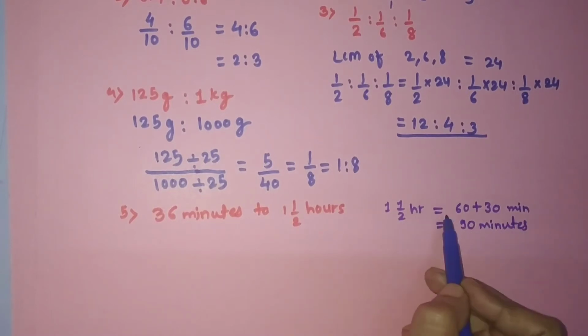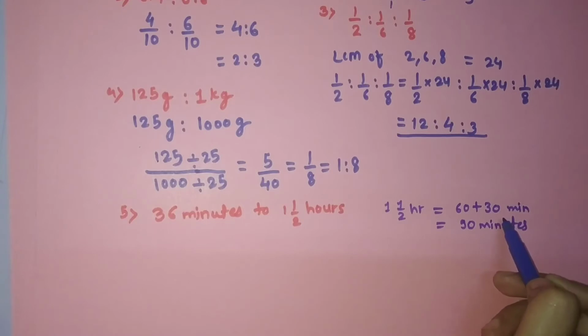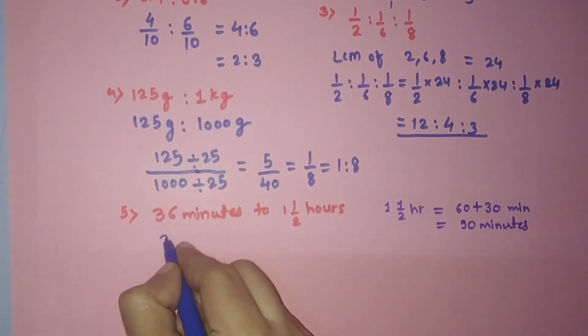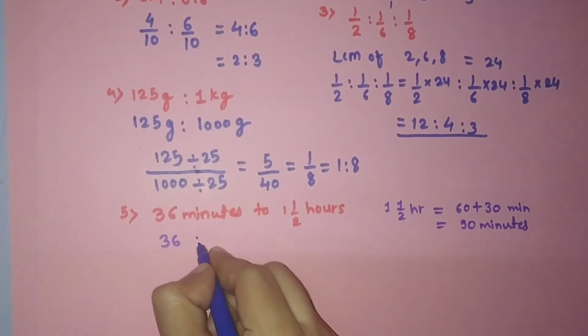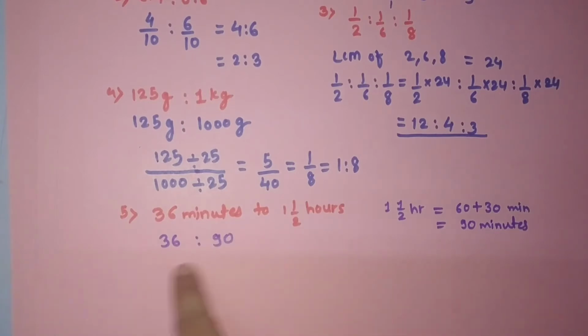As this 1 hour is 60 minutes plus this half, that is 30 minutes, so 90 minutes is there. So we'll rewrite it: 60 minutes is to 90 minutes. So now we need to get this ratio simplified. Now both the units are minutes and minutes, so we can get their ratio by comparing them.